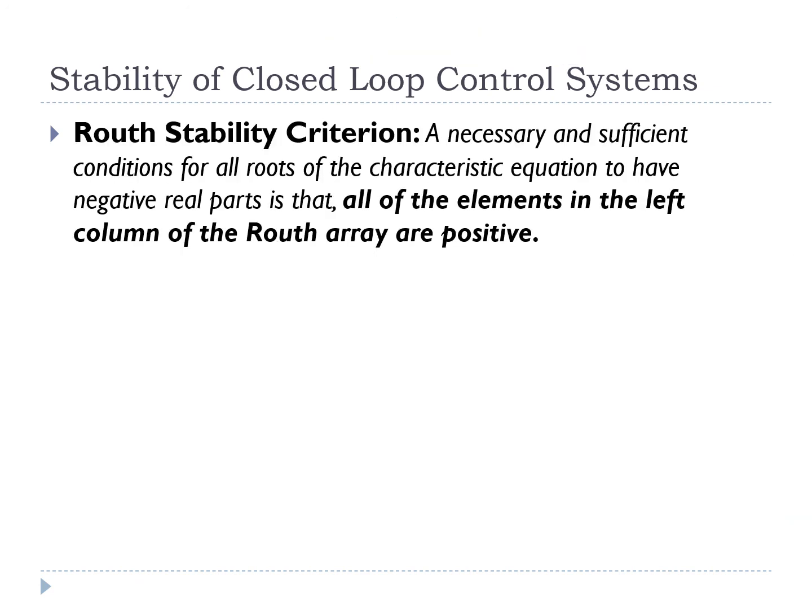A necessary and sufficient condition for all roots of the characteristic equation to have negative real part is that all of the elements in the left column are positive. So in order for a system to be stable, all of the elements in the left column of the Routh array must be positive, as we mentioned just now. Now let's take a look at the example to improve your understanding of this.